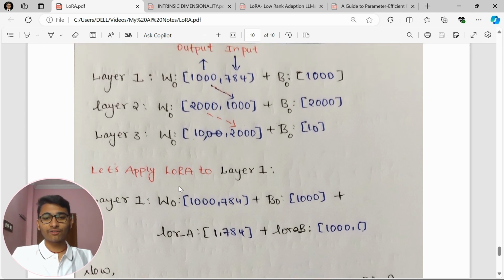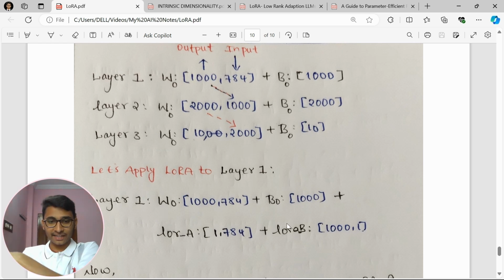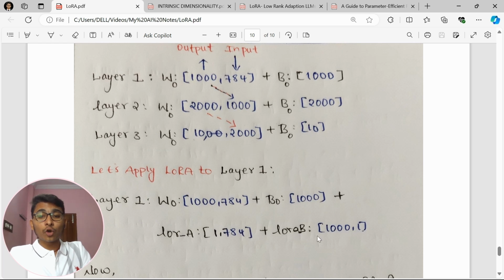In layer 1, see, we have W naught and B naught, and the LoRA A and LoRA B will be there, right? I'm taking LoRA A and LoRA B, and if I multiply LoRA B into LoRA A, we get the same size as W naught. See, guys, 1000 cross 1 into 1 cross 784. We have to create LoRA A and LoRA B such that the multiplication gives the same size as W naught. Now LoRA B into LoRA A, we get delta W.